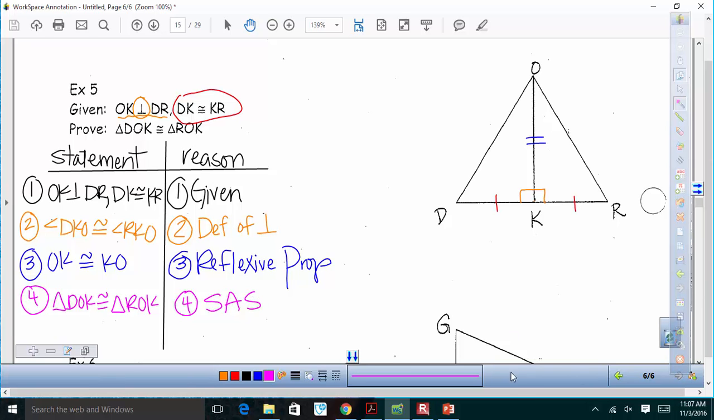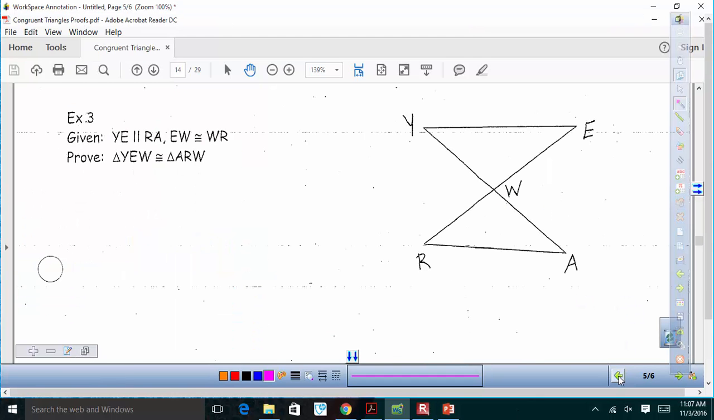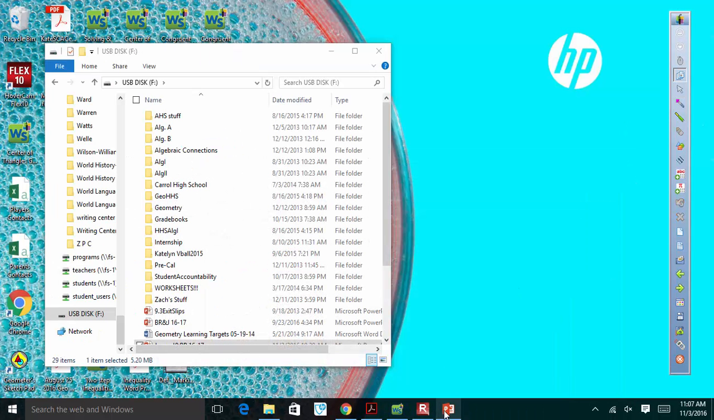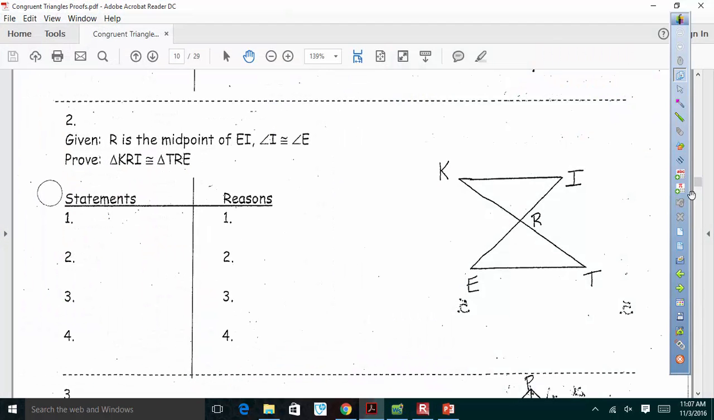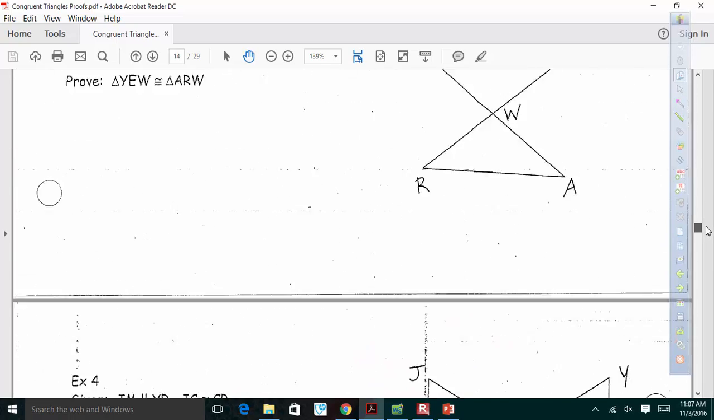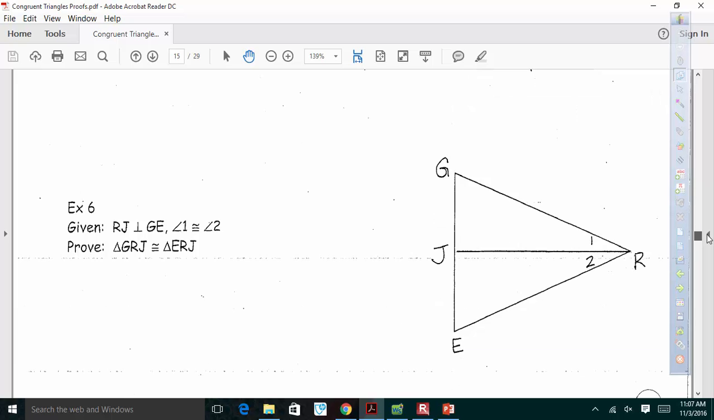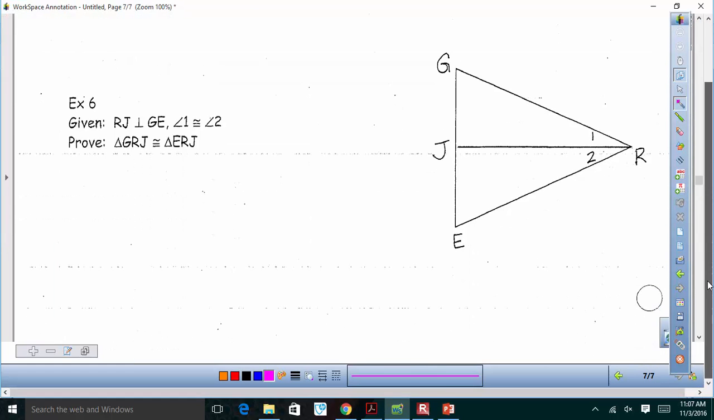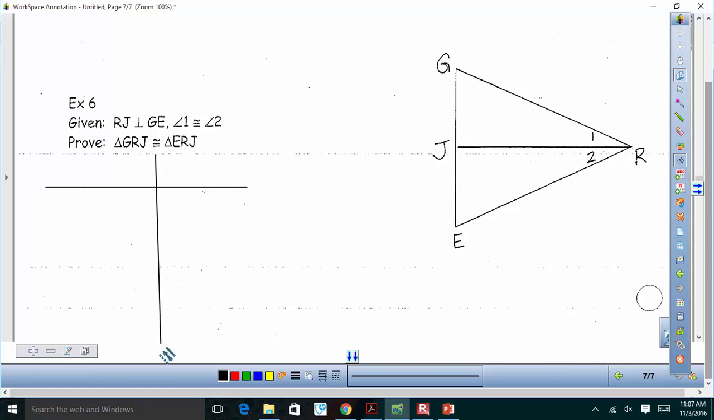Okay. Let's do one more perpendicular to make sure you have that. So do y'all have that one? Okay, so for this one, the first thing I want to do is draw my T-chart. We're going to have statement and reason.